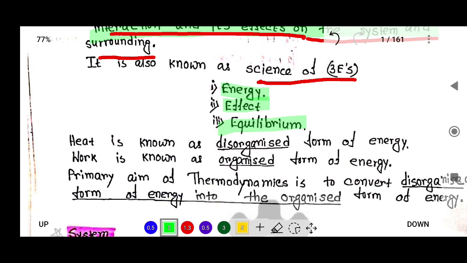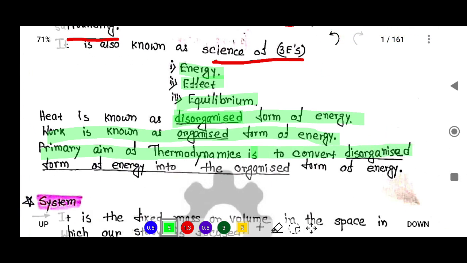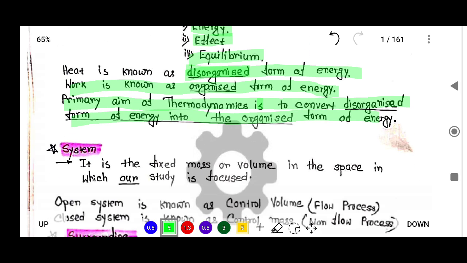Now let's try to understand what is heat. Heat is a disorganized form of energy. And what is work? Work is known as an organized form of energy. The primary aim of thermodynamics is to convert disorganized form of energy into organized form of energy. So this is the aim of thermodynamics.